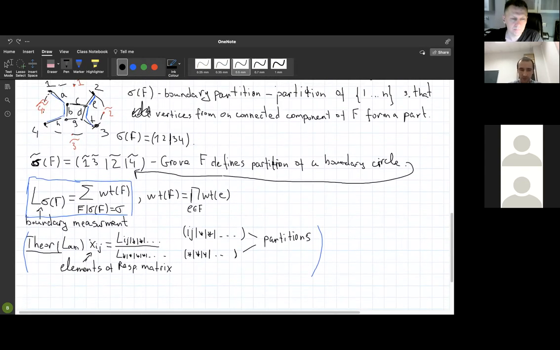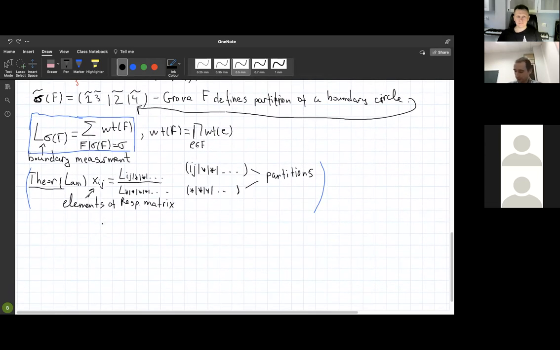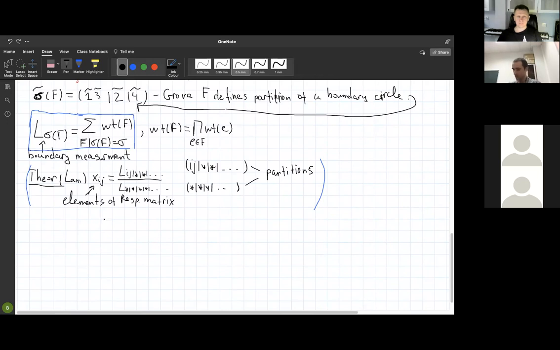And if you want this response matrix again, you can compute the response matrix by boundary measurements of our network gamma. The next is a bipartite network. So we have this gamma, and now we'll obtain a bipartite network as follows.